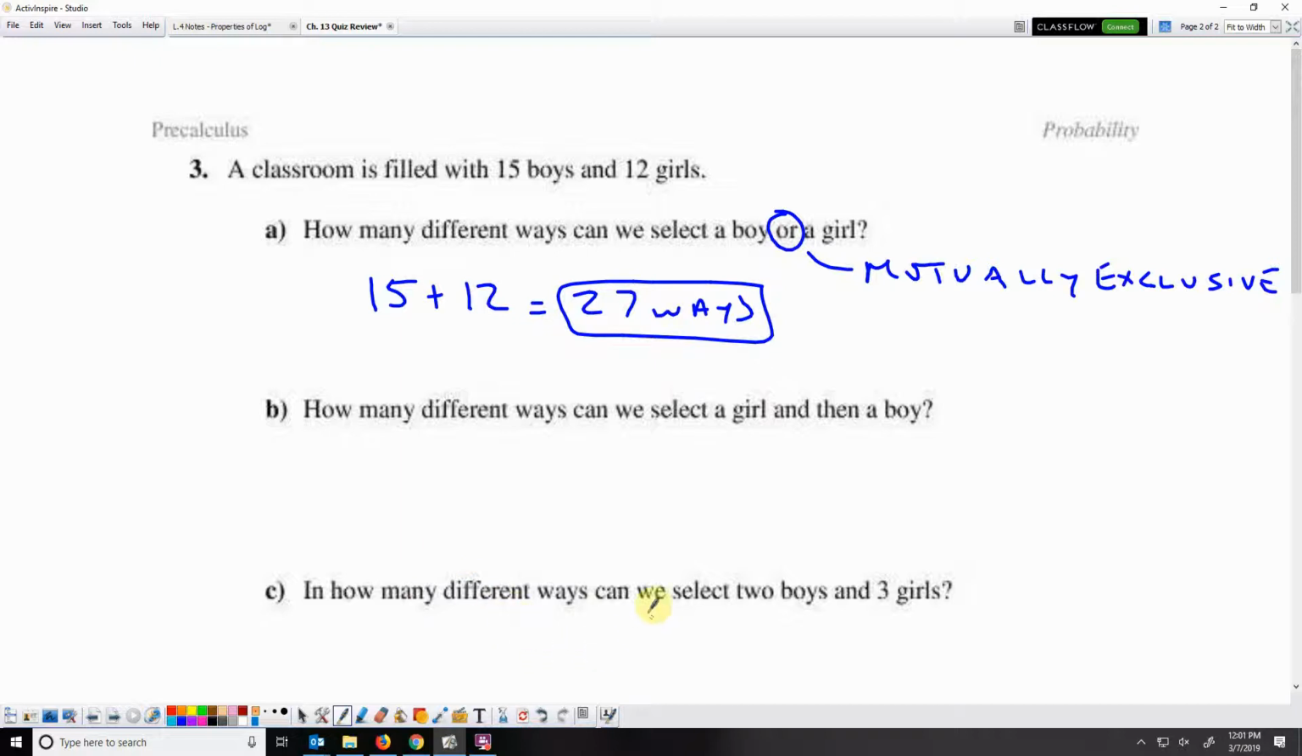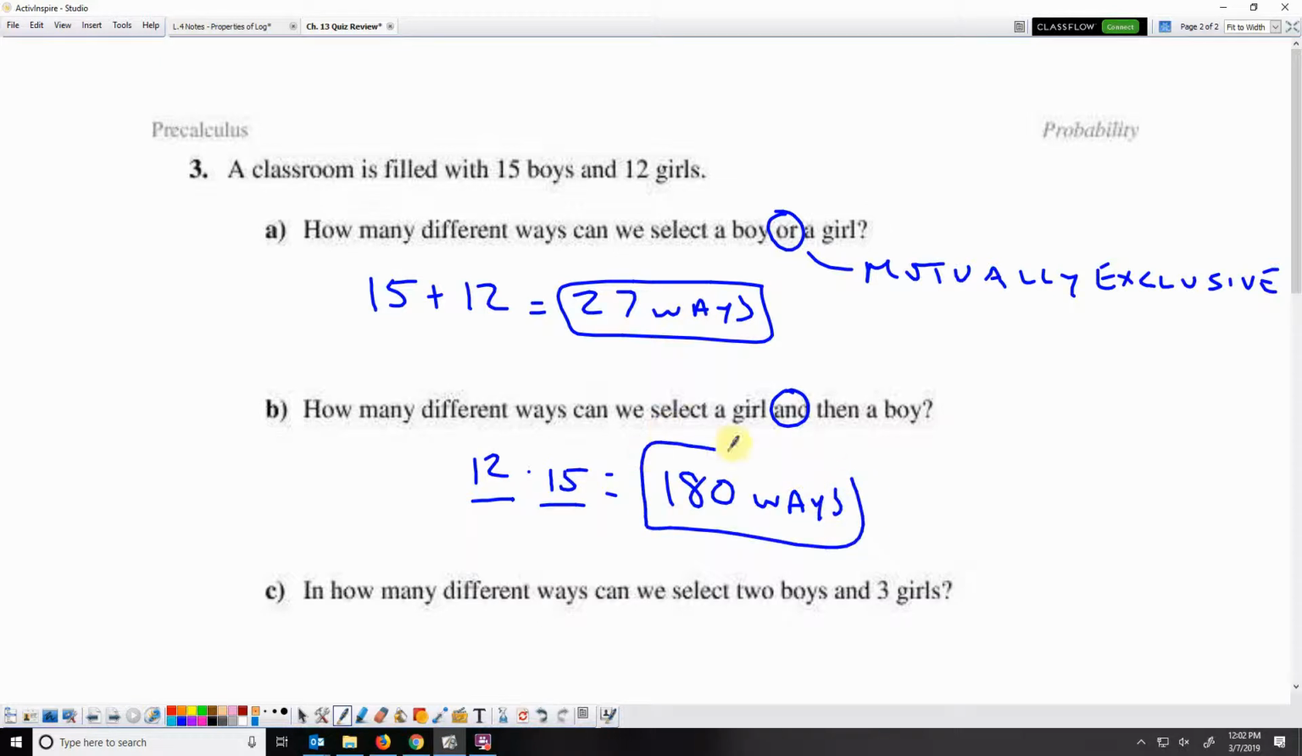How many different ways can we select a girl and a boy? Okay, just like selecting pants and a shirt, there are 12 ways to select a girl. There are 15 ways to select a boy. 12 times 15 is 180 ways to select one of each. So 27 ways to select one out of all of them, 180 ways to select one of each.